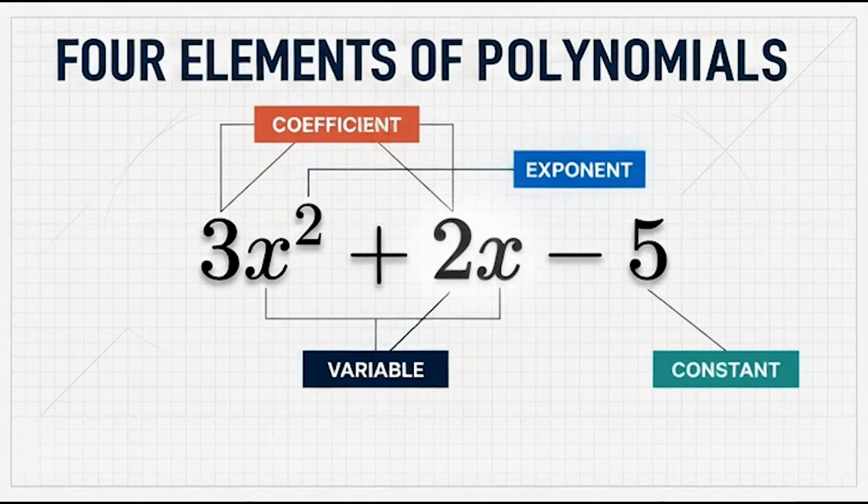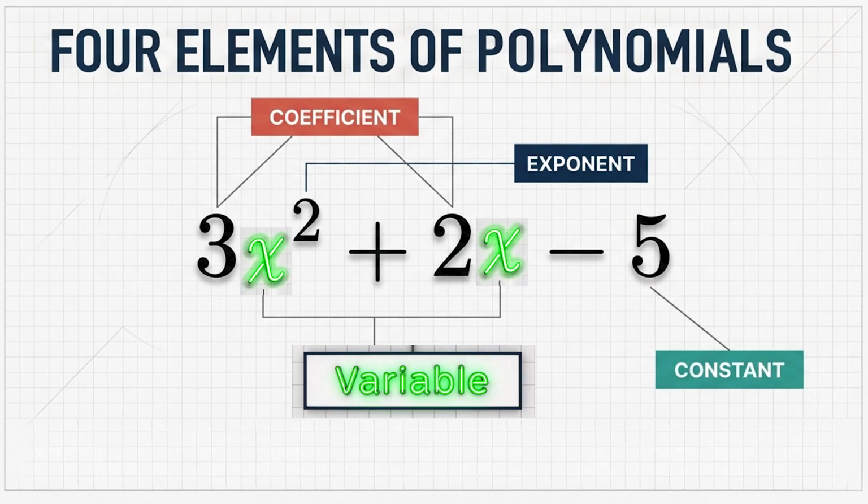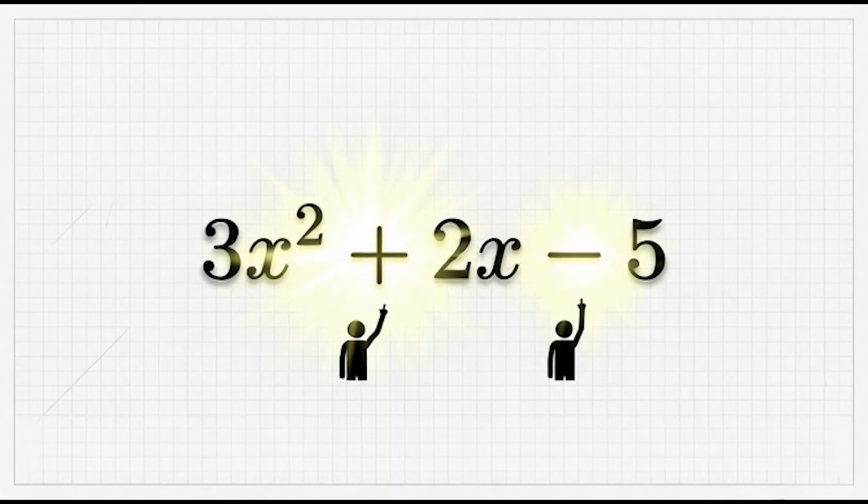At its core, a polynomial is an algebraic expression built from four things. They are coefficients, constants, variables, and exponents. If you notice, the little groups or terms are separated by addition or subtraction.